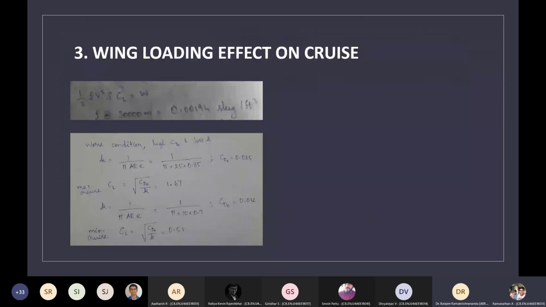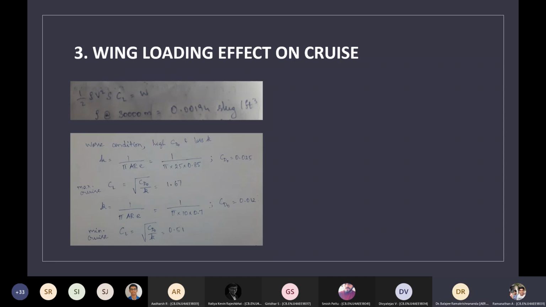So I've taken worst cases for cruise condition. The worst case implies that I have used two different values of K and CD naught. One corresponds to higher CL and one corresponds to minimum CL. So that now I'll get a cruise range of CL, and that is being shown in the figure.